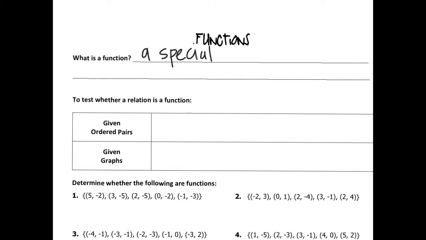a special type of relations, okay? So relations, remember, if you look at your dictionary, relations were just a set of ordered pairs. They were just points that were connected somehow. So functions are a special type of relations.